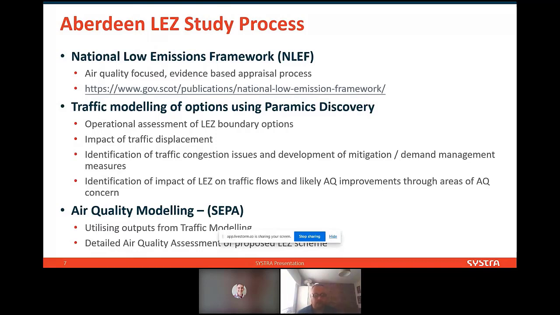The third element to the whole process is where SEPA came into the study, and they are undertaking the air quality modelling. That utilises outputs from the traffic modelling to undertake a detailed air quality assessment on, in this case, the final scheme.